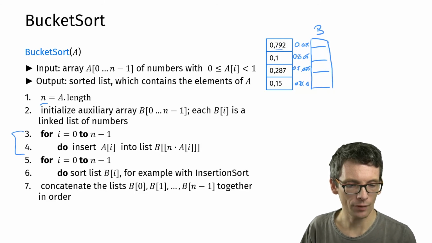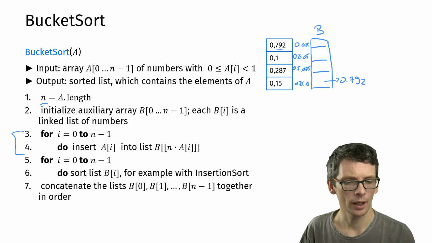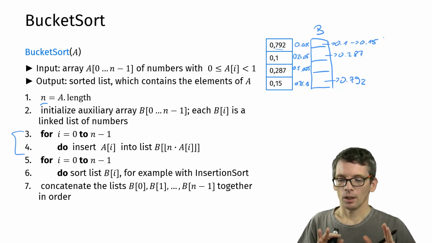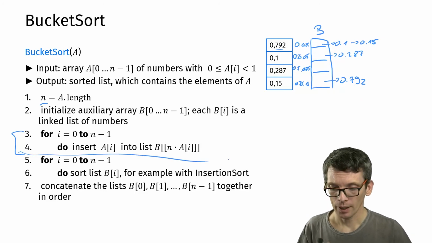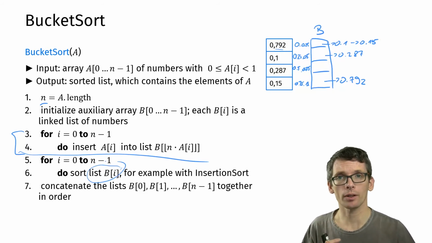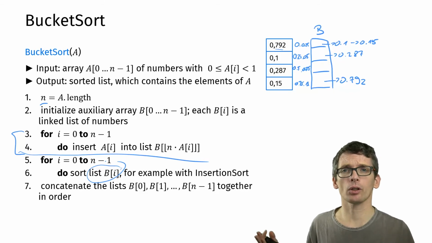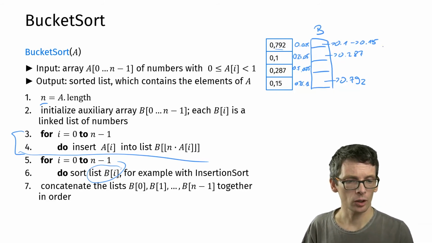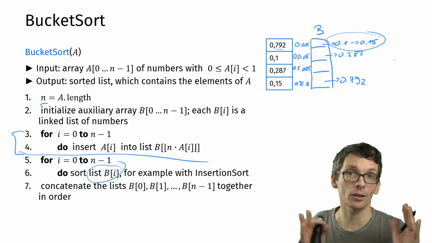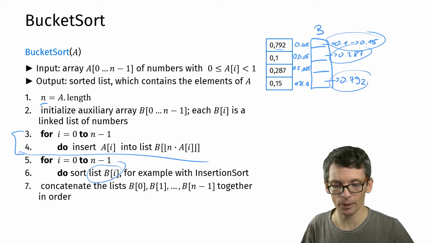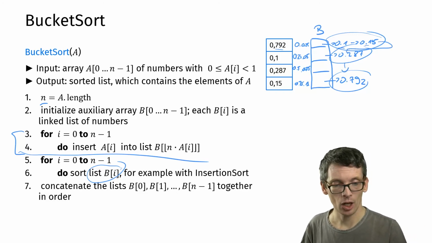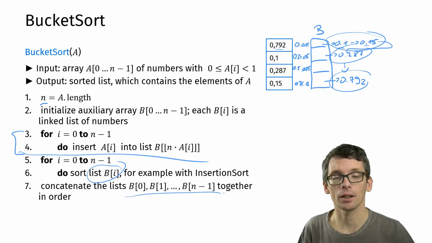So we get 0.792, that is in this one here. Then we have 0.1 goes here, 0.287 goes here, and 0.15 goes here. So that's after step 4. Now in the last step, we take each of the lists and sort them. And it doesn't really matter which sorting algorithm we take. Insertion sort seems like a good idea because we expect these lists to be short, and on small inputs, insertion sort works well. So let's assume we're doing insertion sort. We use insertion sort on this. It's already sorted. We're lucky. All others are of length 1 anyway, so they're also already sorted. And now I'm going to concatenate them. So I now take 0.1, 0.15, 0.287, 0.792, and that gives me the numbers in sorted order.